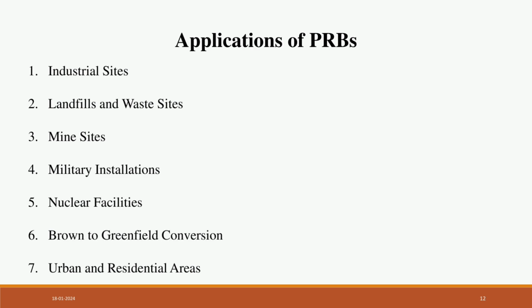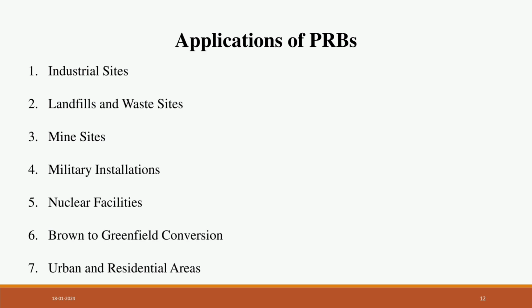Fifth one is military installations. At some military sites, PRBs address the groundwater contamination resulting from historical activities like war, where contaminants are fuels and solvents. Sixth one is nuclear facilities. At nuclear facilities, PRBs may be used to manage and remediate groundwater contaminated with radioactive substances. Sixth one is brownfield to greenfield conversion. PRBs can facilitate the conversion of brownfield sites to greenfield by remediating the contaminated subsurface and ensuring environmental sustainability.